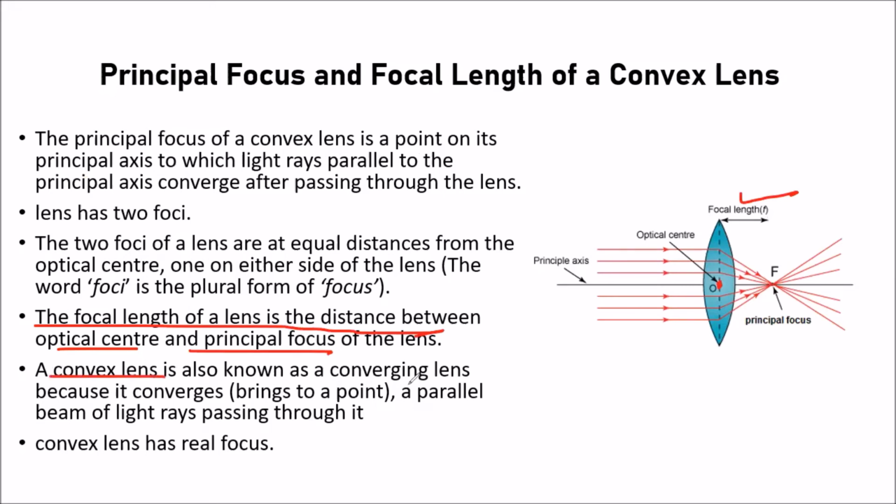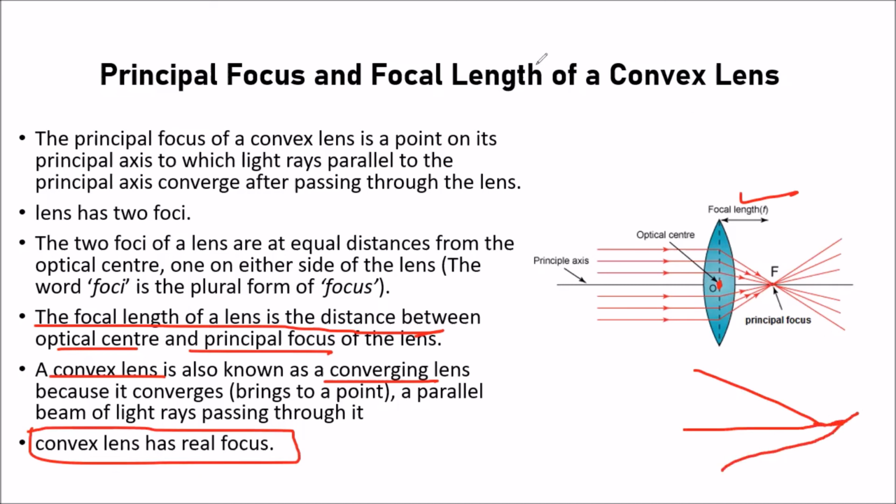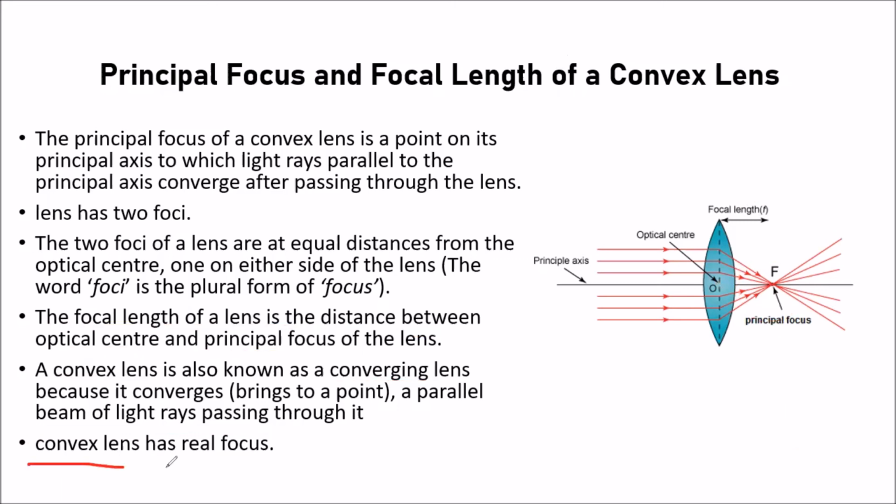A convex lens, as already discussed, is termed a converging lens because light rays parallel to the principal axis converge or they meet at a single point. And a convex lens has a real focus because light rays are actually crossing each other. You can see here, light rays are actually crossing like this. You can see this scenario, light rays are crossing and the rays are not dotted, which means the focus of the convex lens is real.